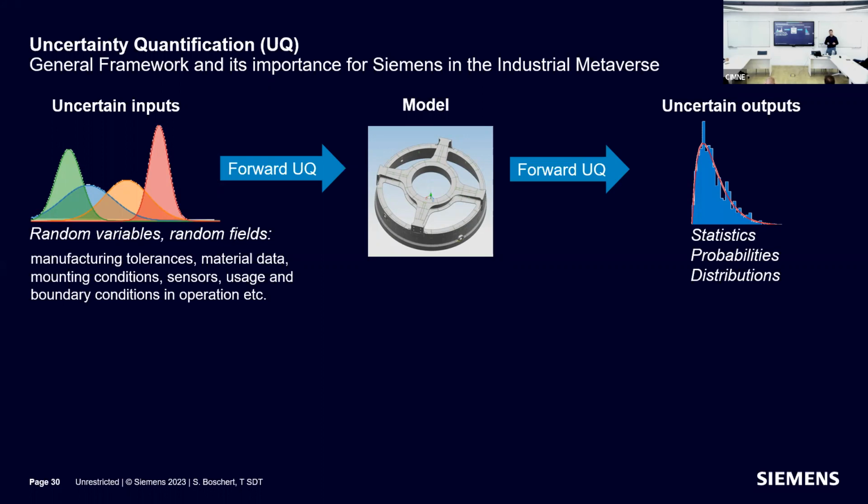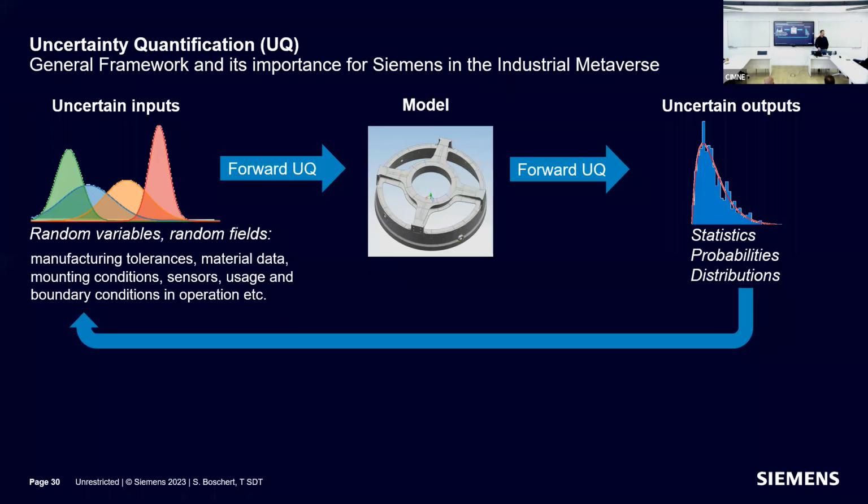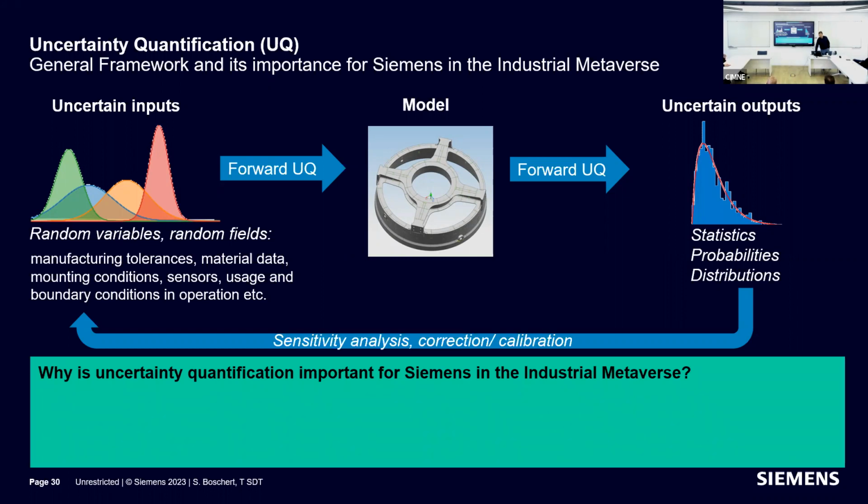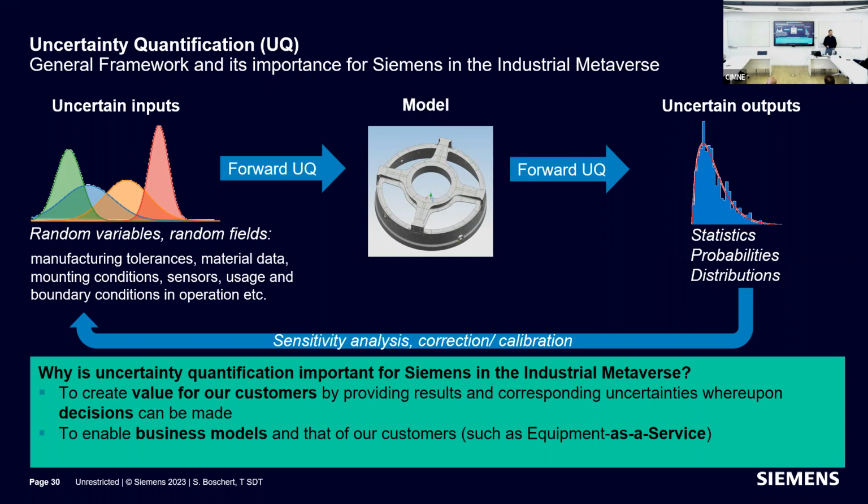You can do that in a classical Monte Carlo way, which is very, very inefficient. We look at different methods as well, numerical methods that you can use to make it somehow efficient, and also use these uncertain outputs to close the loop in sensitivity analysis and calibration. So this framework, we think, is very, very important for us, especially now in this metaverse environment, because there you really need fast results and to be aware of how good and how bad probably your results are.